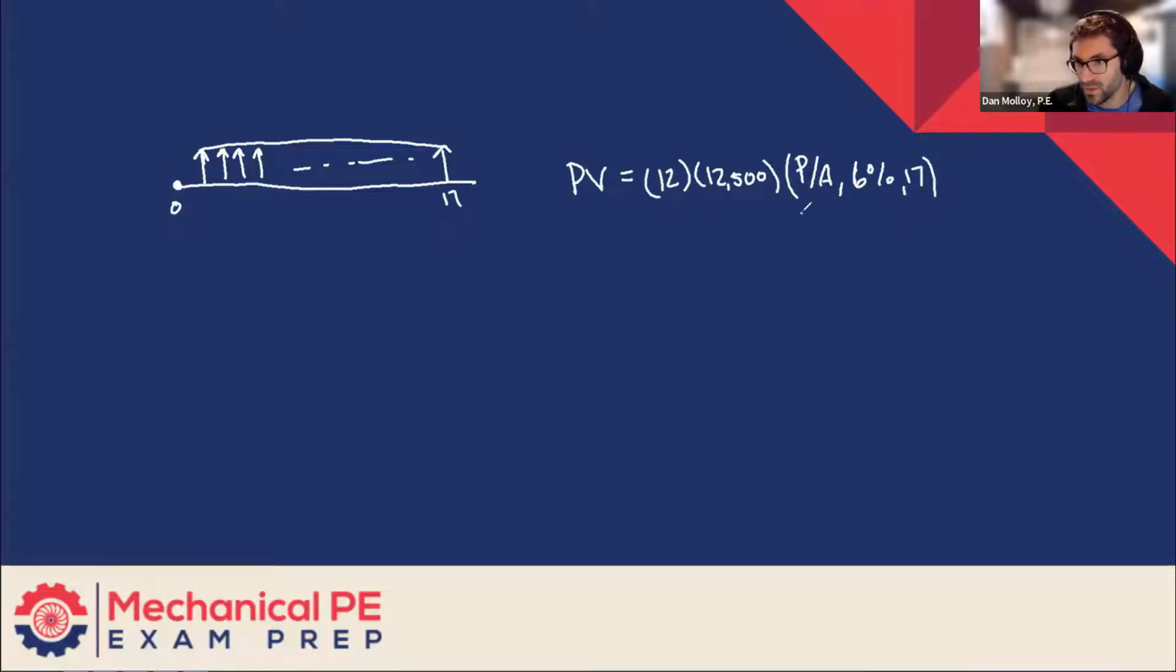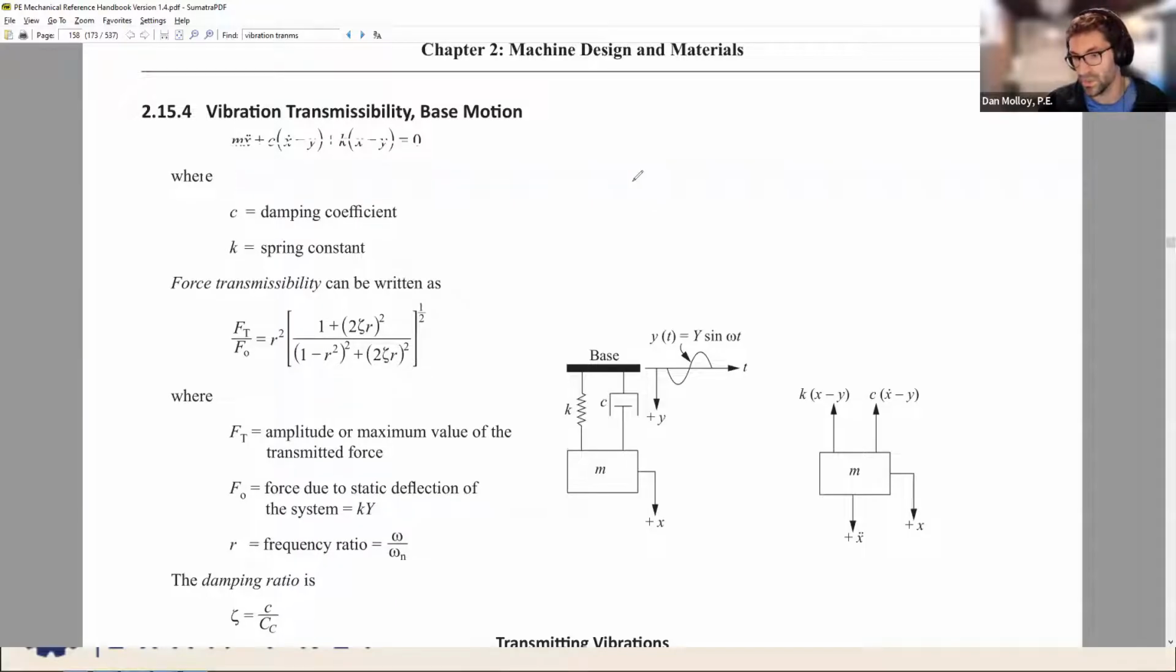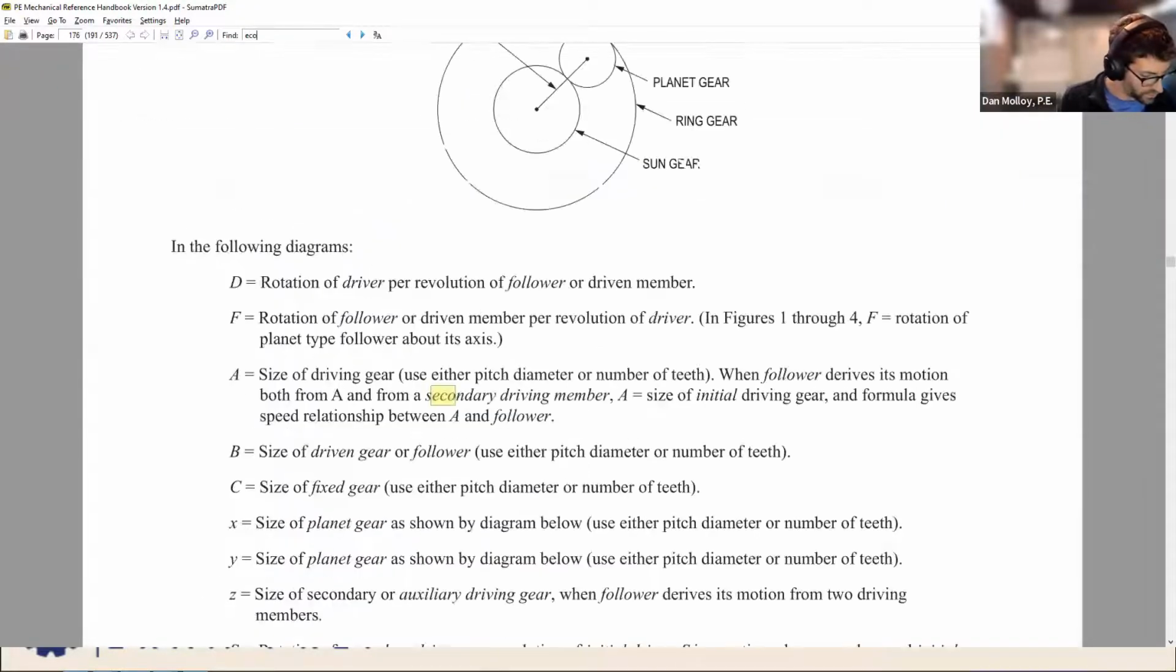So then the question is, what is that number? What is P given A, the present value of some annualized cash flow at 6% over 17 years? There are 2 ways to answer that question. The first way, the fastest way, and the most common way that you'll probably use during the PE exam is to use the economic factor tables.